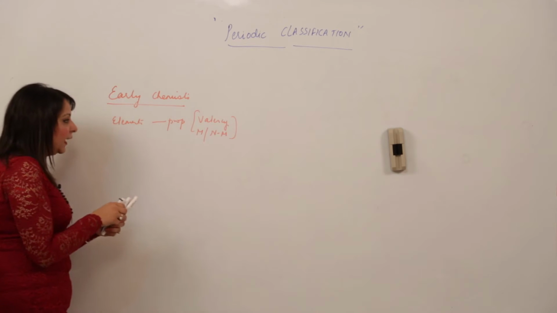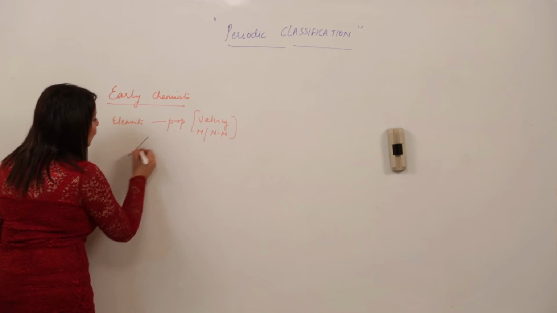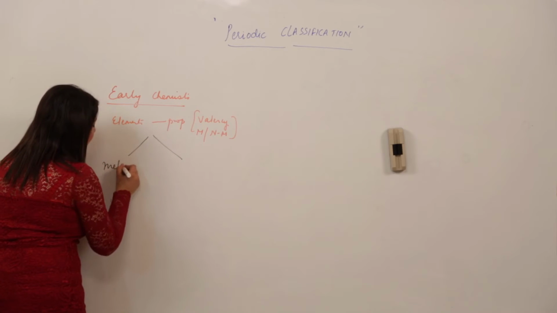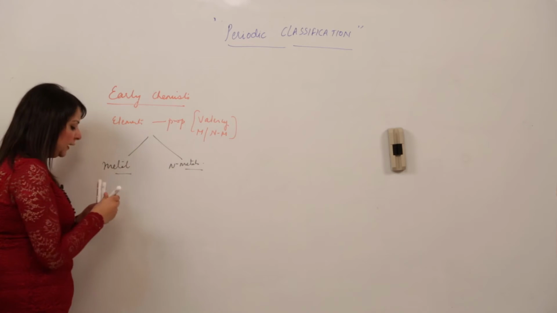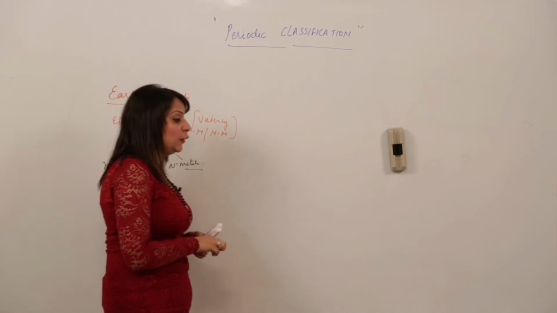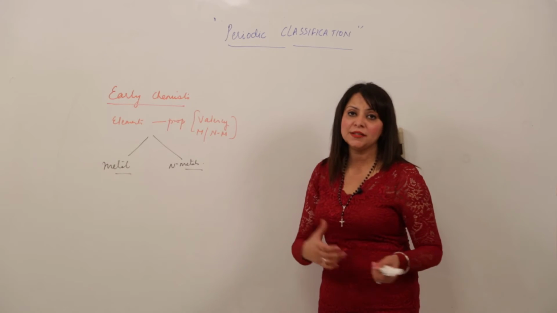So they classified the elements according to their properties like valency into two groups, as metals and non-metals. The question must be striking your mind: where will the metalloids go? Because they just classified the elements into metals and non-metals.